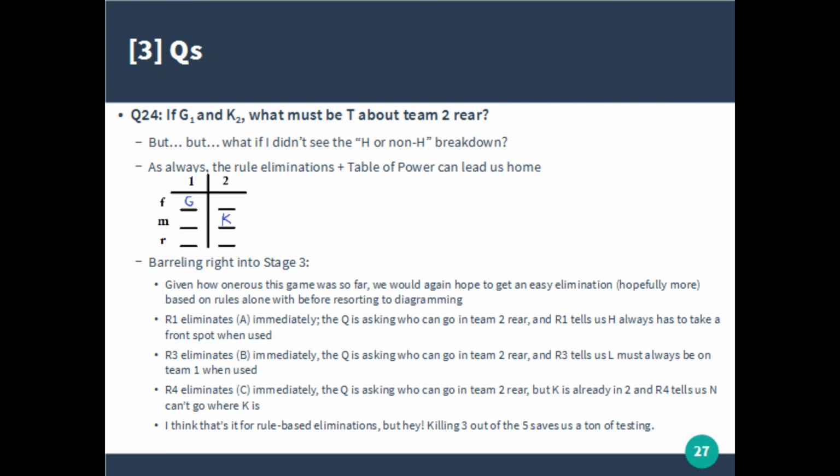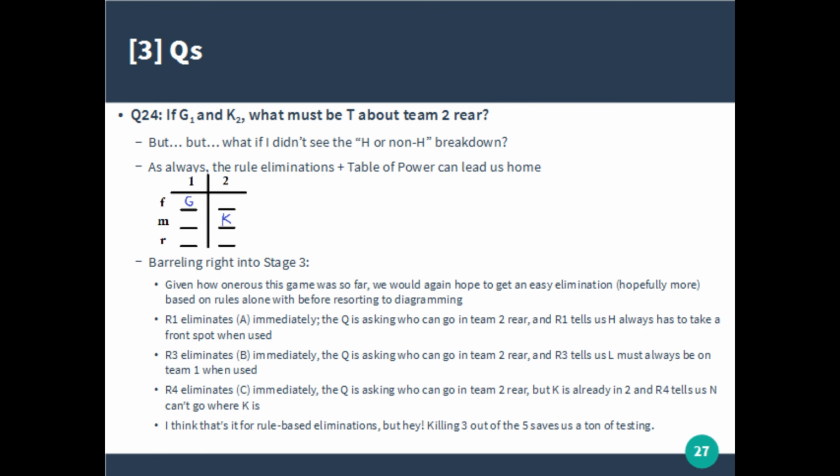The good news is that even if you didn't have that specific H versus non-H possibility breakdown in mind, a stage 3 analysis that combines rule eliminations plus the table of power can lead us home to the right answer each and every time. And that's exactly what I'll demonstrate here at the cost of inflating this video's runtime. But as promised, barreling right into stage 3.